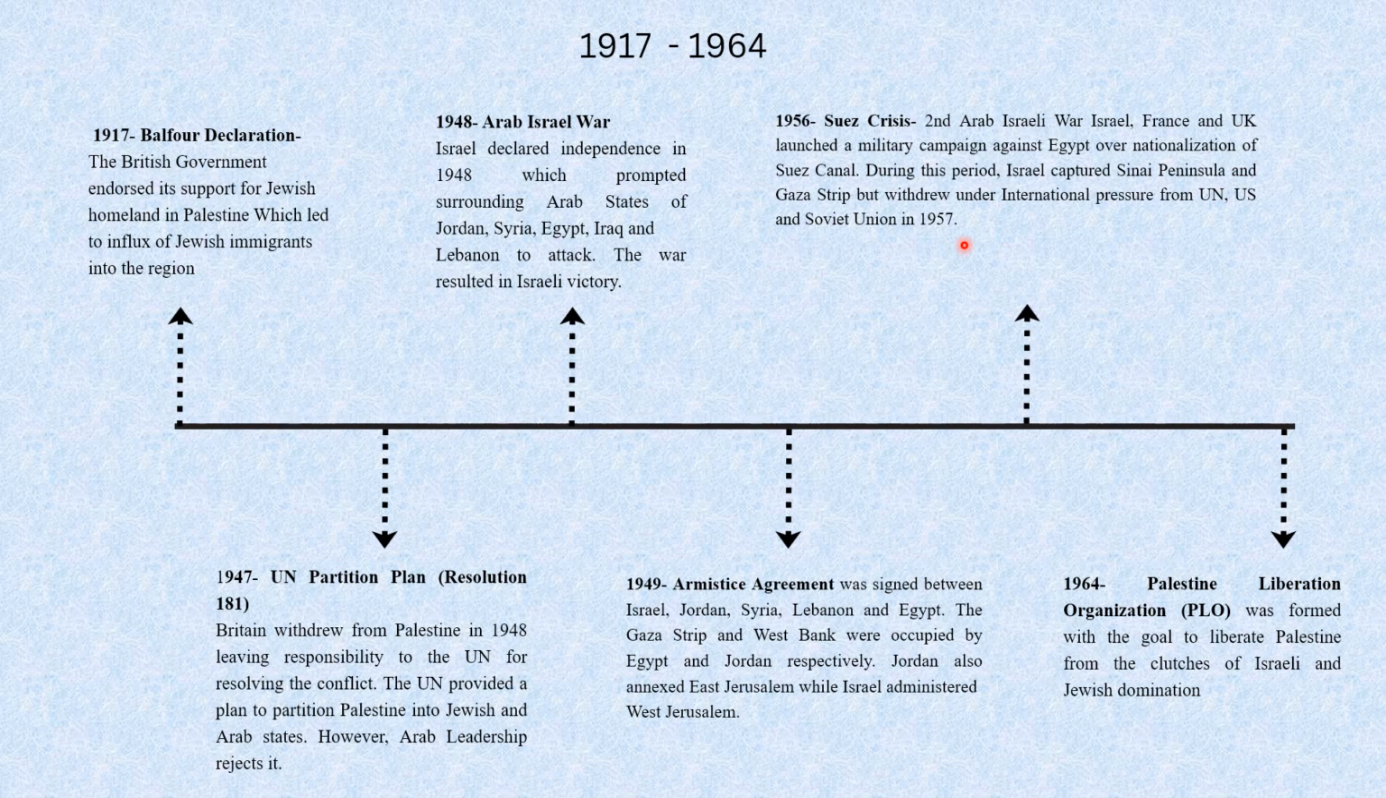It was the Suez Canal crisis that led to the deployment of UNEF, that is the United Nations Emergency Force, in Egypt, and it was the first UN peacekeeping force. Next comes the period of 1964, when the PLO, that is the Palestine Liberation Organization, was formed. Its main goal was to liberate Palestine from the clutches of Jewish and Israeli domination.